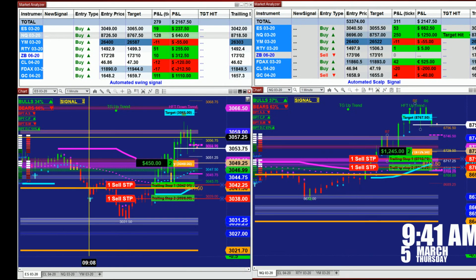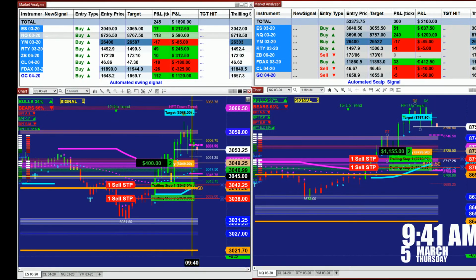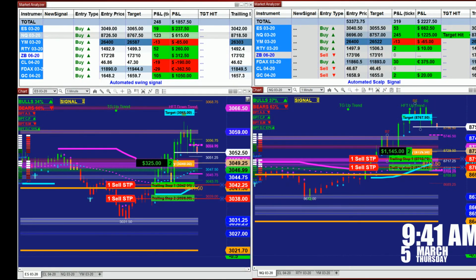the ES has failed to break that line here at 30.59.50, which is going to cause a lot of damage on the Nasdaq trend and the YM trend. And when the ES is not able to break a certain level, that is going to drag the Nasdaq, Dow Jones, it is going to drag the whole market on the pullback.